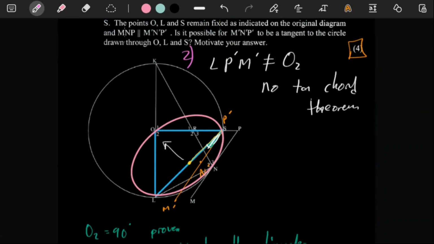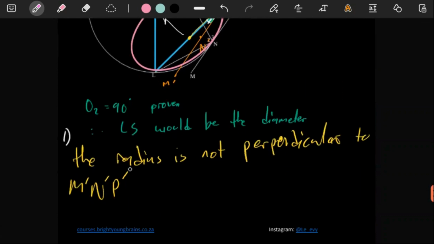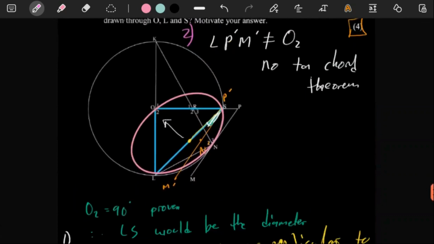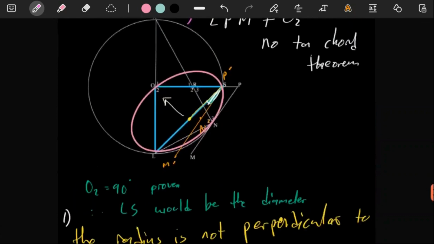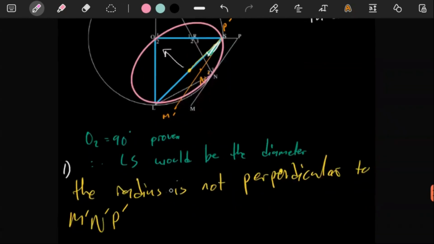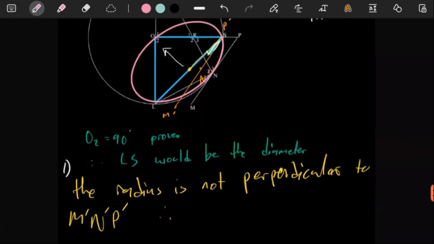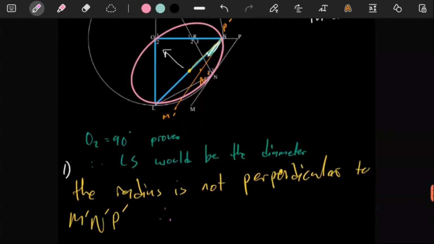This just feels dumb. It looks dumb. But then this is all good. There's a statement and a reason, and that's going to give us 4 marks. The first statement here is that the radius is not perpendicular to this. So therefore, the radius is not perpendicular to the tangent.